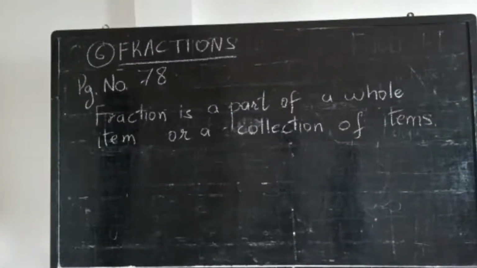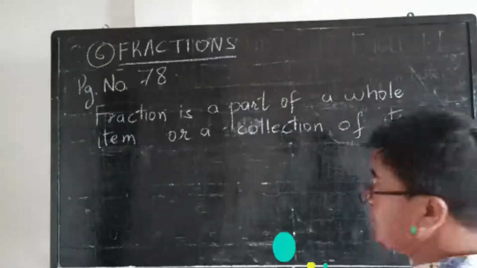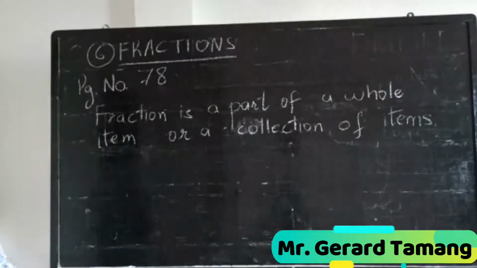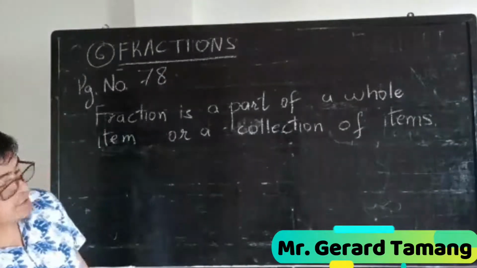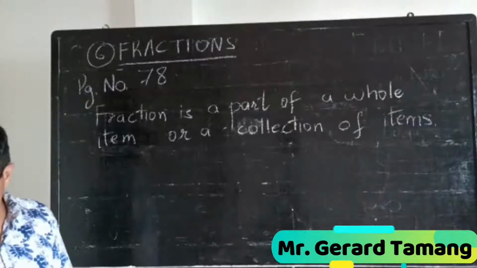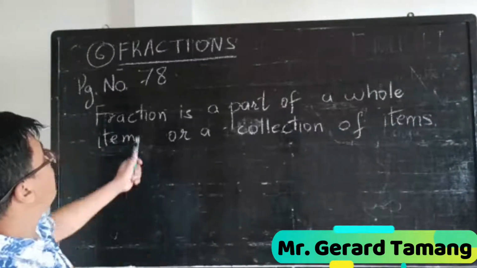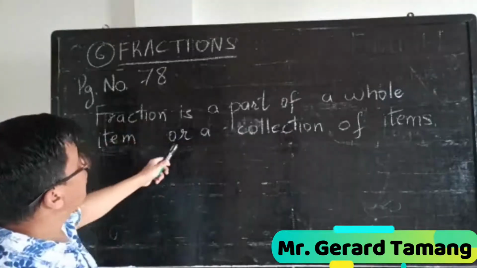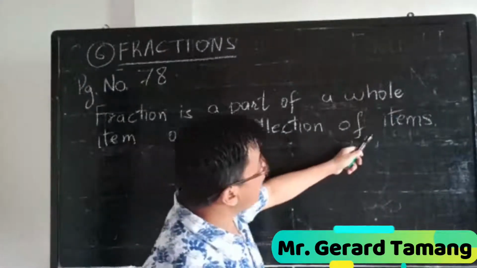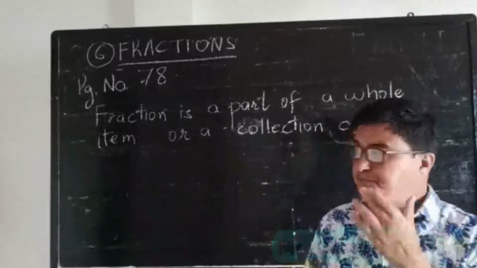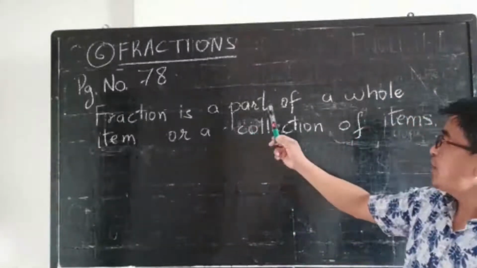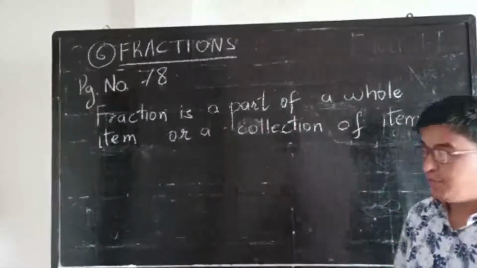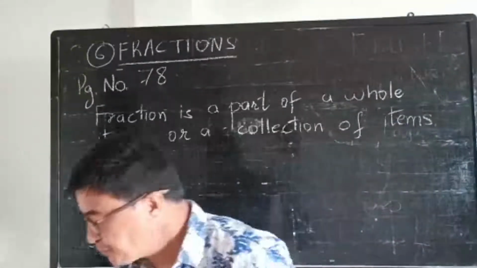Class 4. Today we will start a new chapter, that is fractions, on page number 78. Now, what is a fraction? A fraction is a part of a whole item or a collection of items. First we start with half.